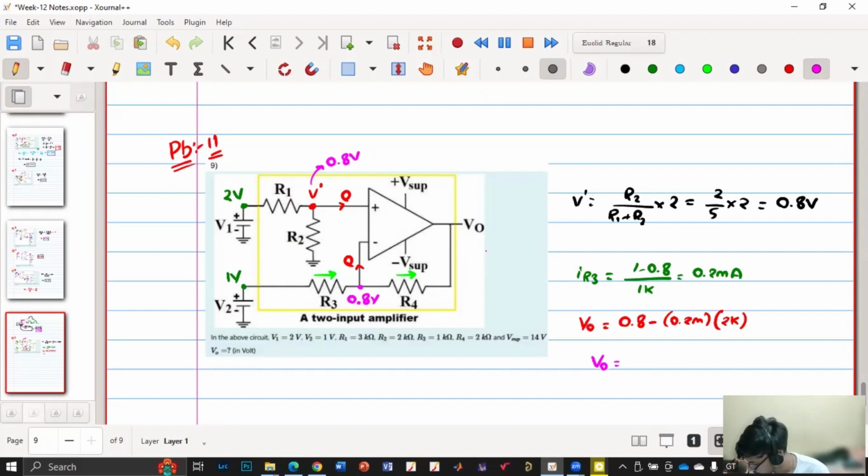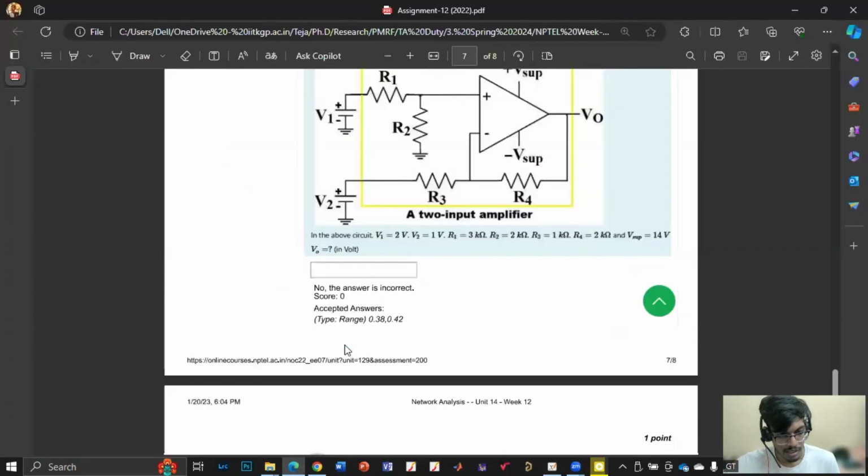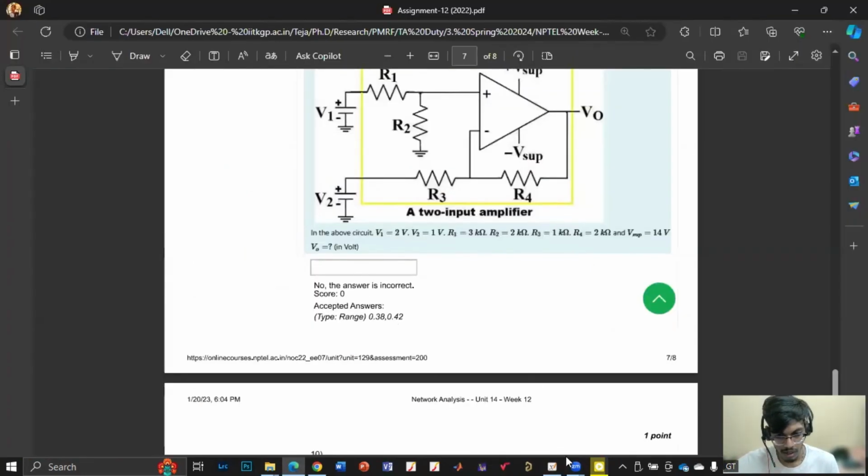0.4 volt. Milli into 2K cancels out. So this is our V naught. So if we go back and check, it is 0.4. So it is matching.